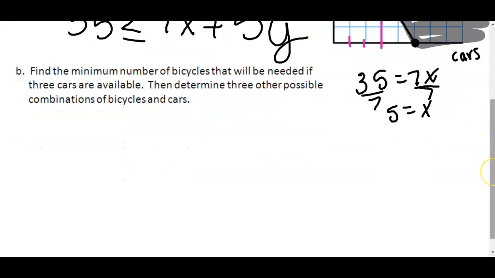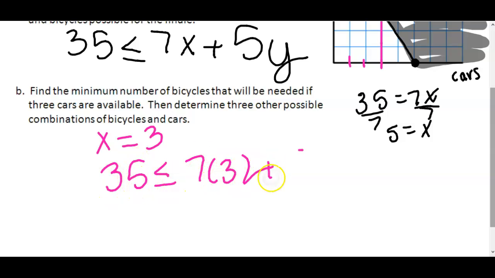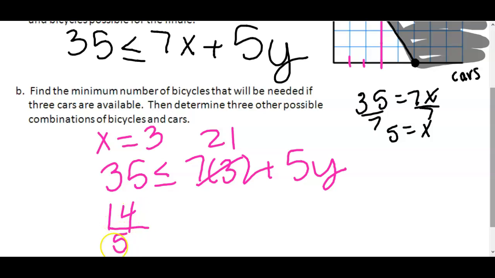It's a solid line. And look, if I have 3 cars, X is equal to 3, right? Because cars are X. Plug 3 in here. So you have 35 less than or equal to 7 times 3 plus 5y. 35 minus 21 is 14, divided by 5. That's like 2.8.